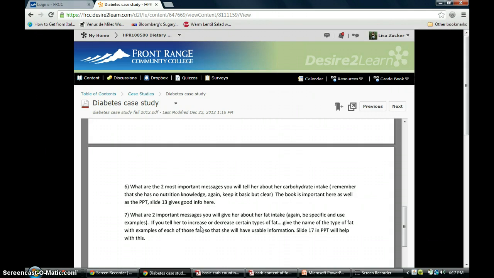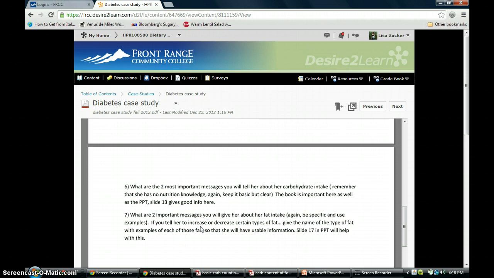And then 7, what are the important messages you're going to give her about her fat? Remember, she's at increased risk for cardiovascular disease because she has diabetes, and she's also got a history in her family, okay? So, like I say, if you tell her to increase or decrease a certain type of fat, tell me what kind of fat, but then give me food examples. Don't think that if you say to her, oh, you should be reducing X type of fat and increasing X type of fat, she's going to have any clue what you're talking about.